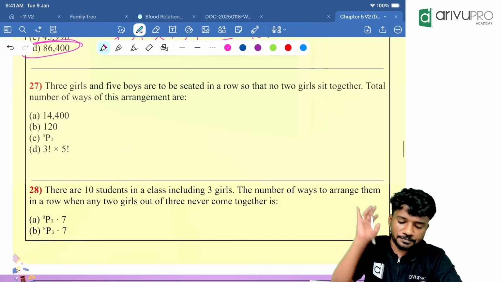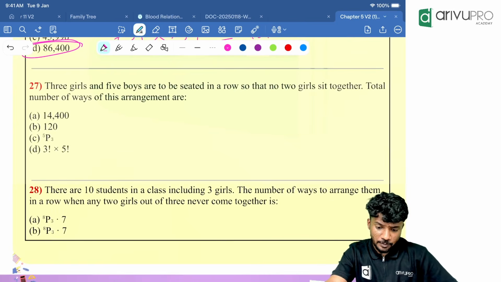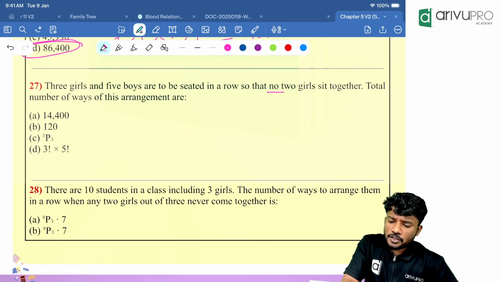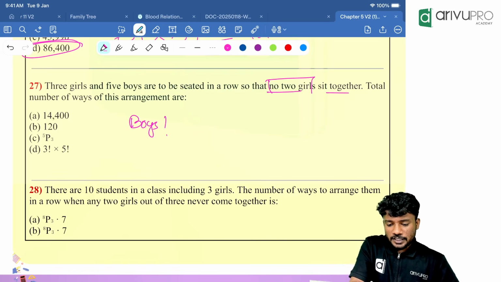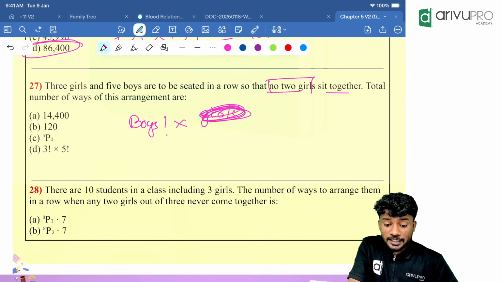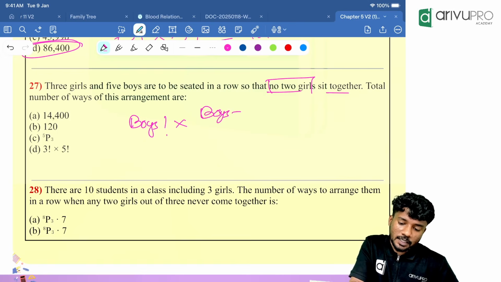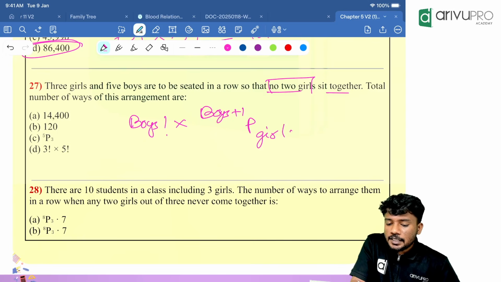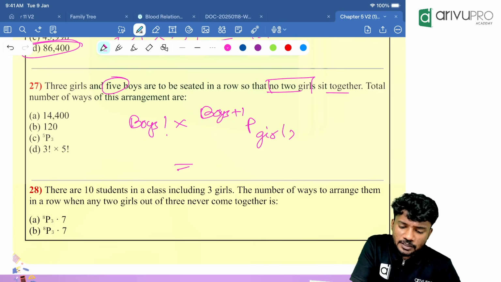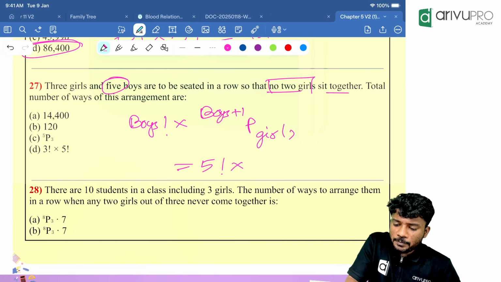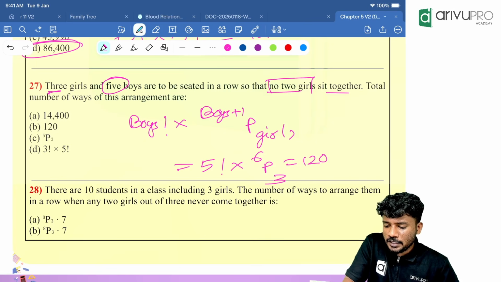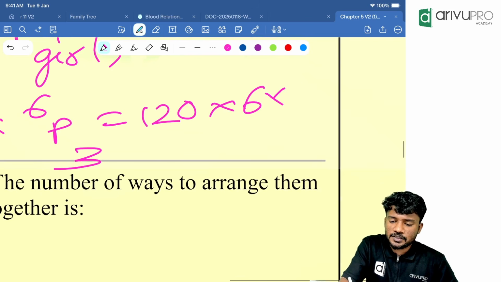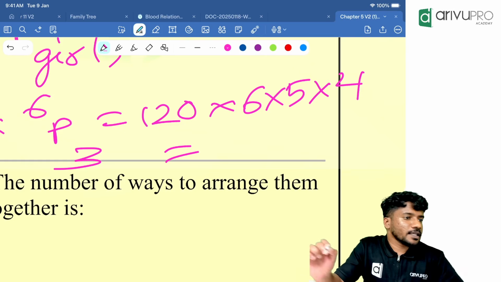Look at this question. 3 girls and 5 boys are seated in a row such that no 2 girls sit together. No 2 girls sit together means we will use boys factorial into (boys plus 1) P girls. Now you tell me how many boys are there in total? 5. 5 factorial into (5 plus 1) P, how many girls are there? 3. So 120 into 6P3. 6P3 is how much? 6 into 5 into 4. How much is the answer, people?